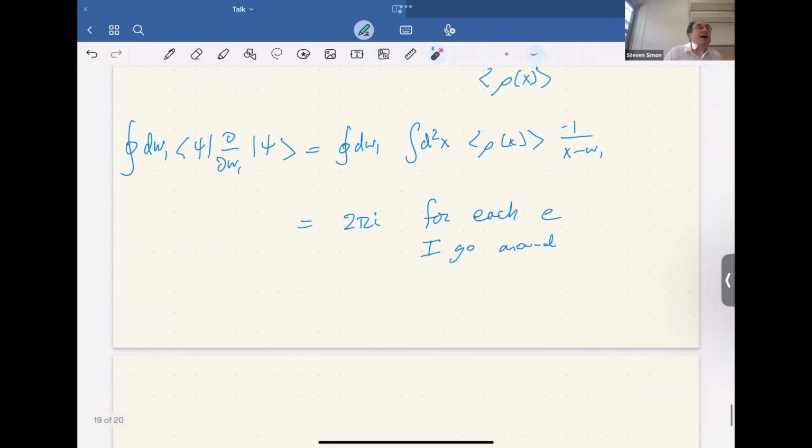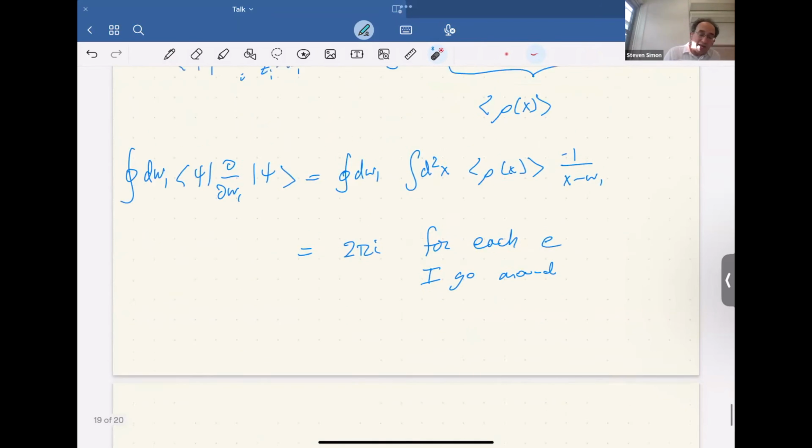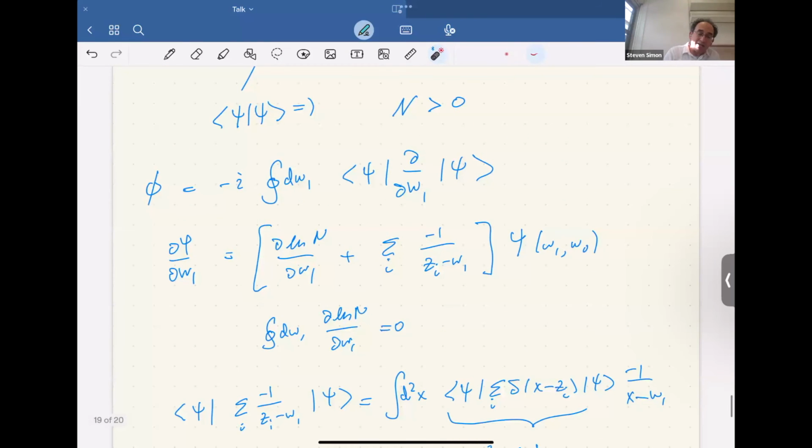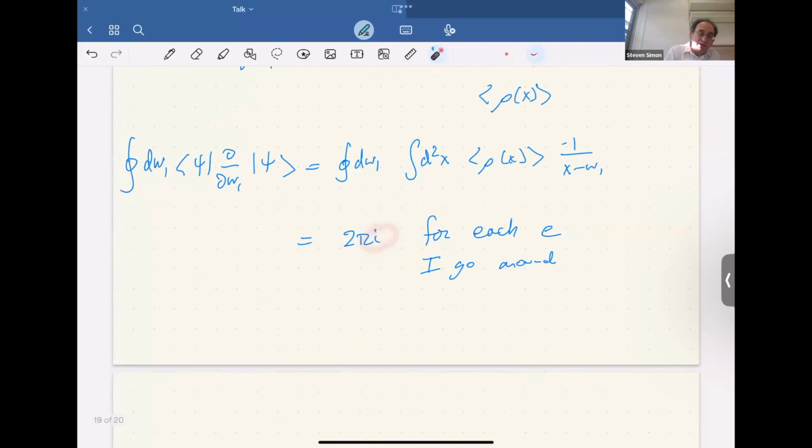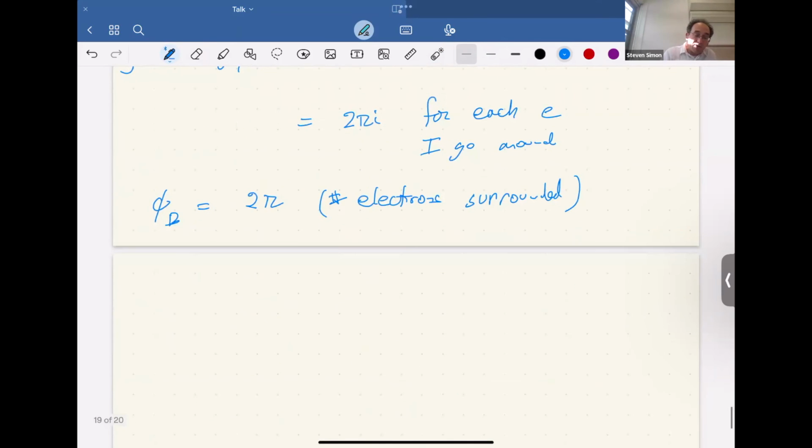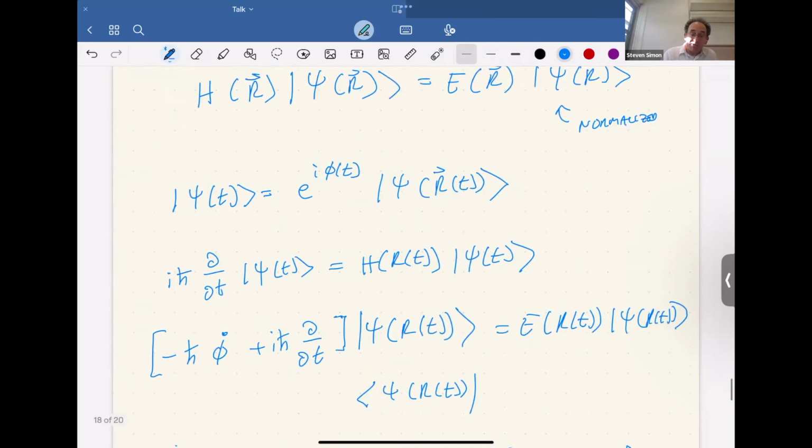And I think there's an I that I missed. There's a 2 pi I here, and Berry's phase actually had an I in it. There's the minus I here, which is now going to cancel. So I end up getting Berry's phase, phi Berry, equals 2 pi times the number of electrons I went around, the number of electrons surrounded in the path.